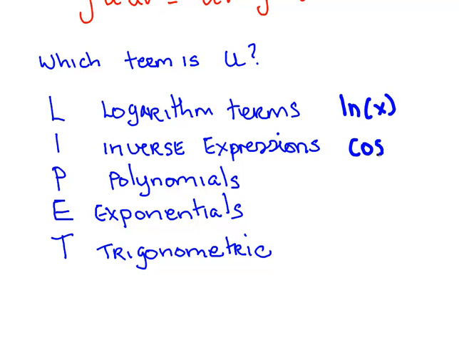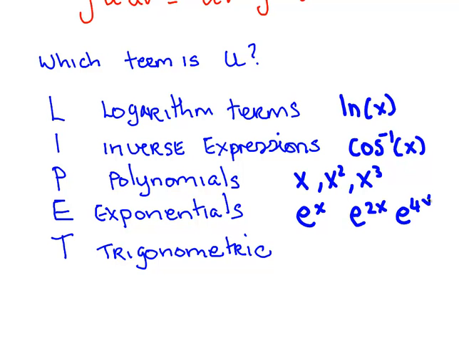Inverse expressions, for example cos minus 1 of x or sine minus 1 of x. Polynomials, for example x, x squared, x cubed, and so on, would be the next best choice. Then exponentials, e to the x, e to the 2x, e to the 4x, that sort of thing, would be the next best choice. And lastly, you would have trigonometric functions, such as sine x and cos x, or in the next one, hyperbolic functions.